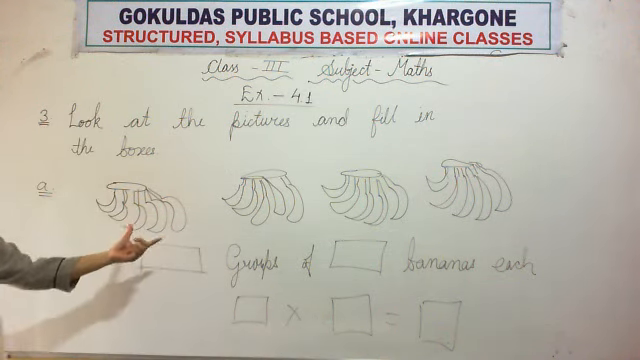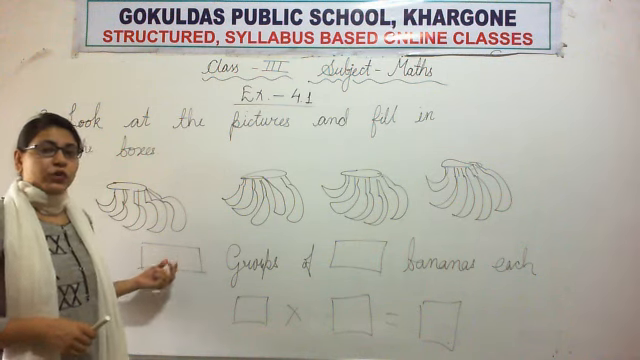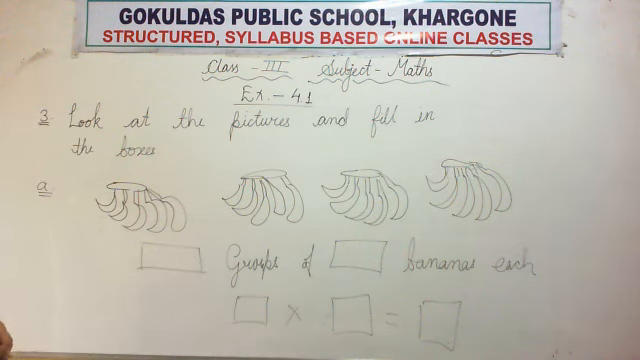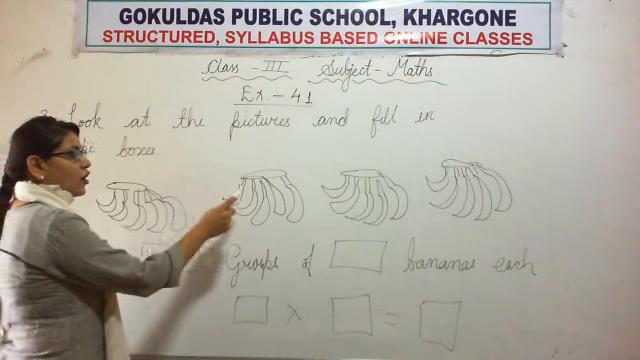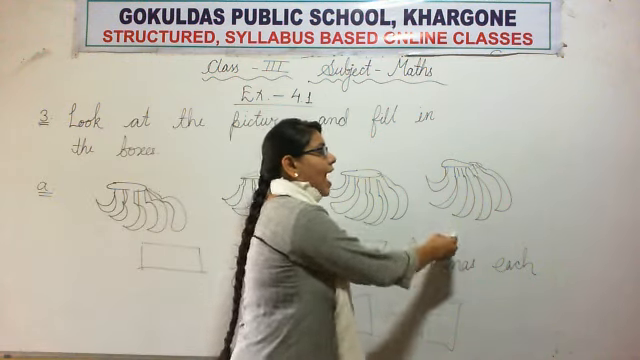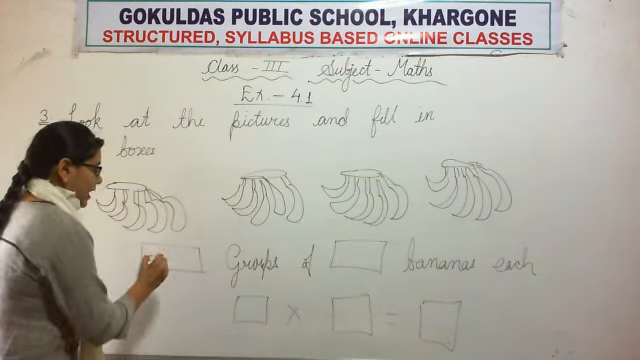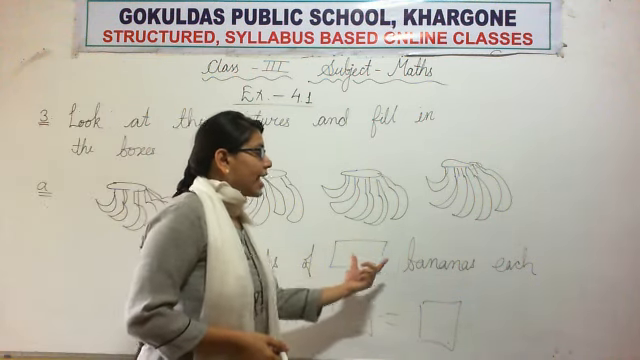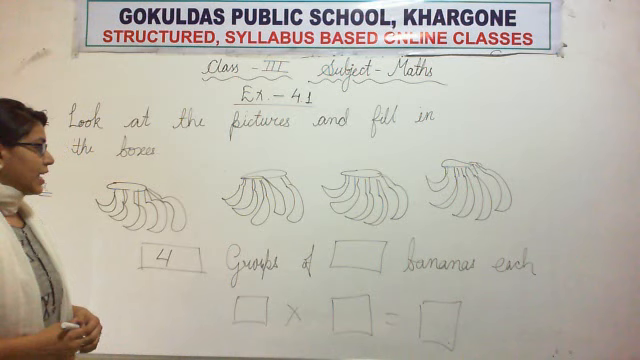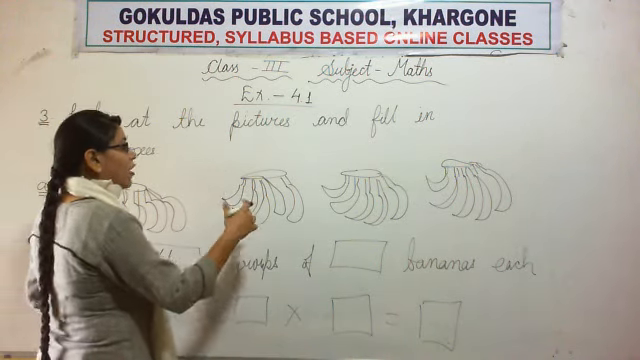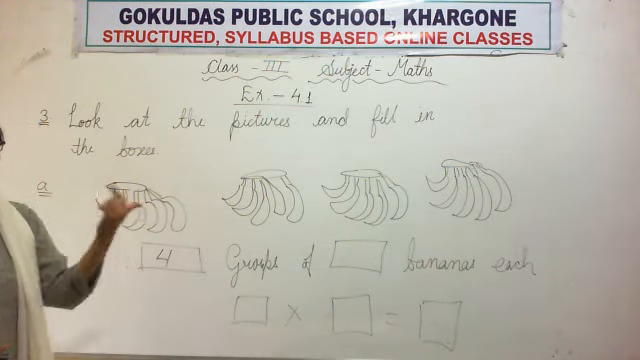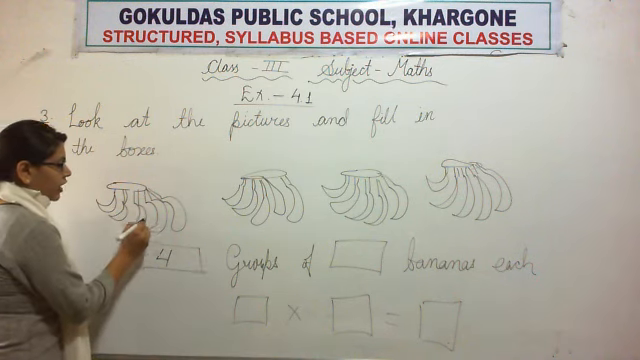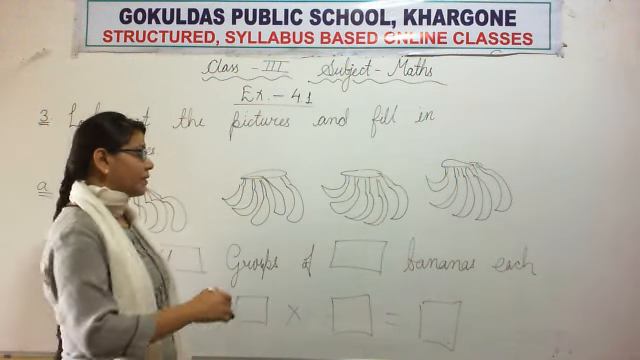So first we need to write the number of groups. Let's count how many groups. 1, 2, 3 and 4. 4 groups. So let's write number 4. 4 groups of blank bananas each. It means we need to write the number of bananas in each bunch. Let's count. 1, 2, 3, 4, 5. 5 bananas in this bunch.